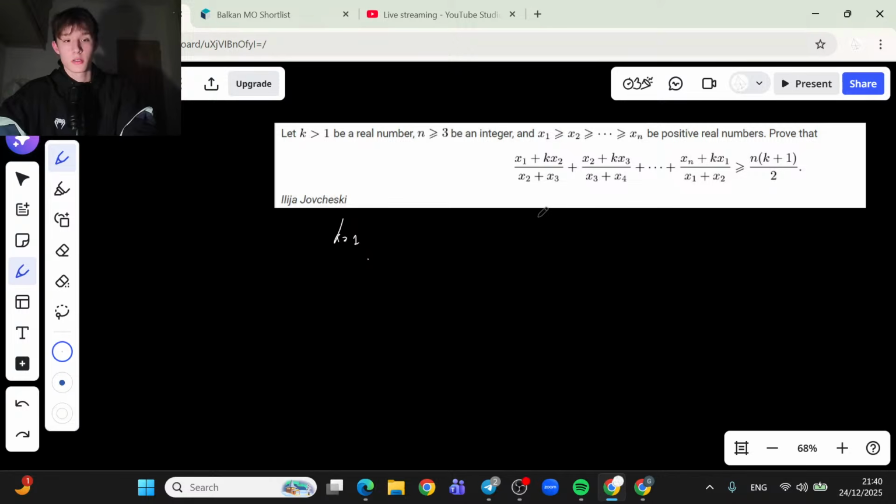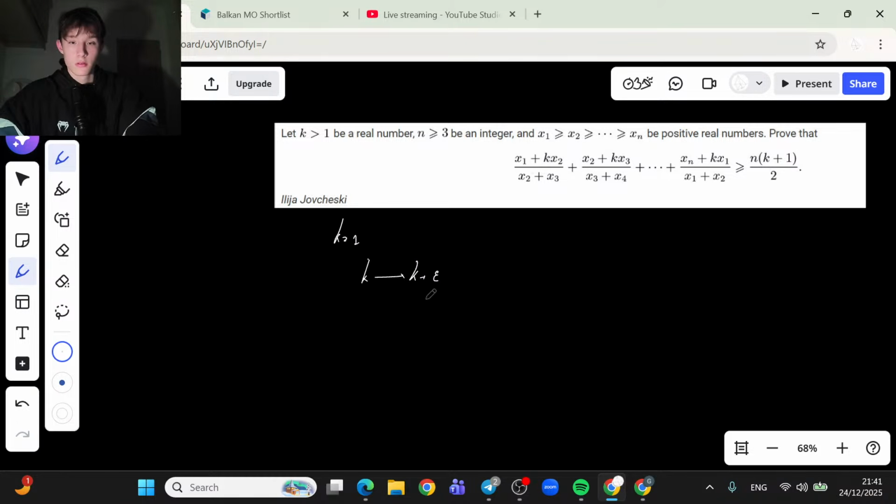So, we have this weird inequality that we have to solve. And I mean, it looks like I would hope to induct on this. I just need to decide what to induct on. So how about we induct on k? So k is greater than 1, right? Let's just try some induction things. If I go from k to k plus epsilon, right?